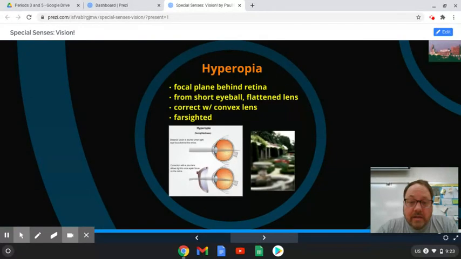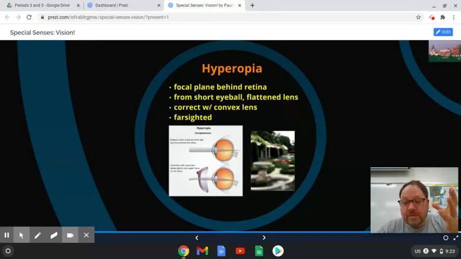Now, the other impact is called hyperopia. With hyperopia, a person is farsighted. So what happens in the case of hyperopia is that a person may have a short eyeball or a lens that's really flat. And because of that, the light tends to focus behind the retina. So we see this image here. The light focuses behind the retina. So when the light strikes the retina, it's still rather diffuse and the image is blurry.